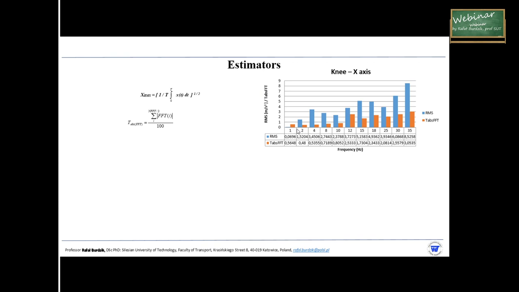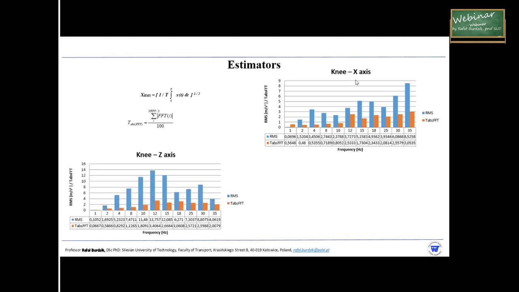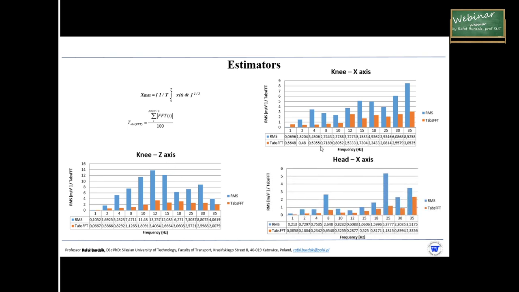Here is the frequency of the excitation, and here are the values of RMS or the frequency estimator. So it is clearly visible what the influence of the frequency is on those estimators. These are values for the knee in the x-axis, for the knee in the z-axis, and an example of values for the head in the x-axis. This can be considered if I set up some threshold level, to analyze the comfort of the vibration.